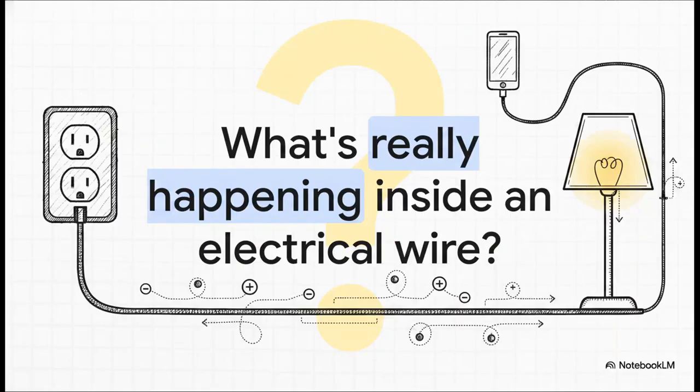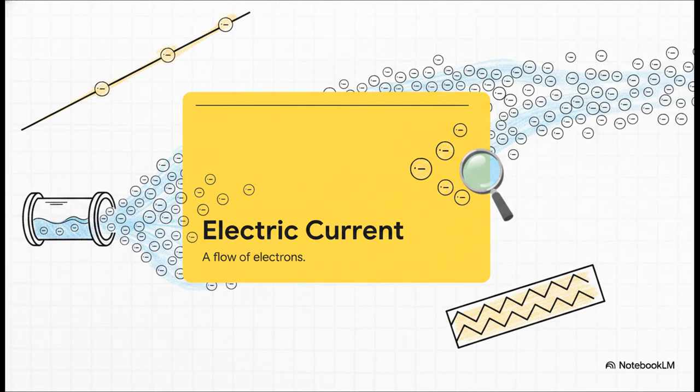So let's just start with a really simple question. Think about it. When you flip a light switch or plug in your phone, what is really happening inside that wire? What's actually moving through there? I mean, what's going on at a level so small we can't even see it? And you know what? The answer is kind of simple. It all comes down to this. Electric current is just a flow of these super, super tiny particles called electrons. That's it. The easiest way to picture it is like water flowing through a hose. But instead of water, it's this massive river of electrons on the move.